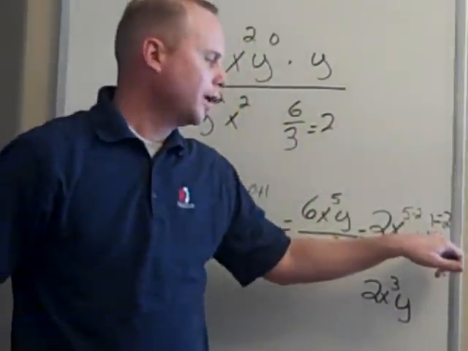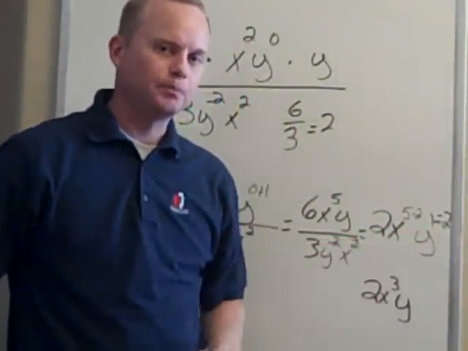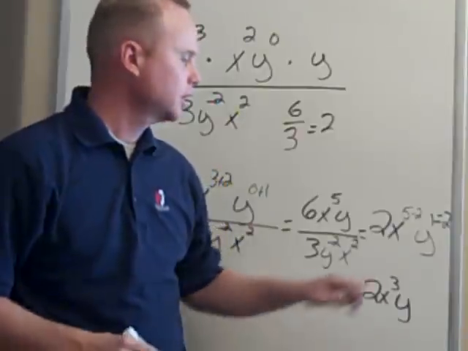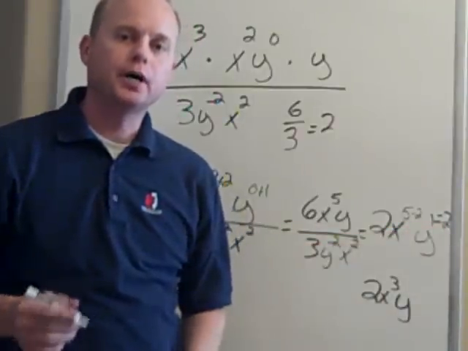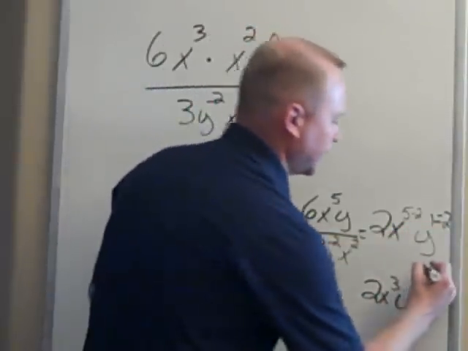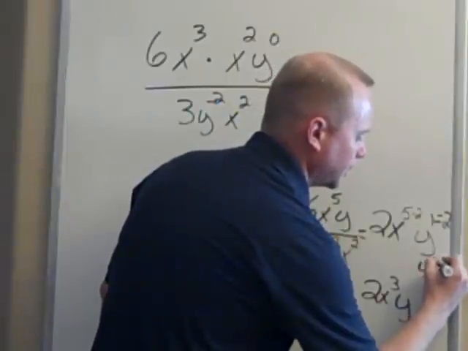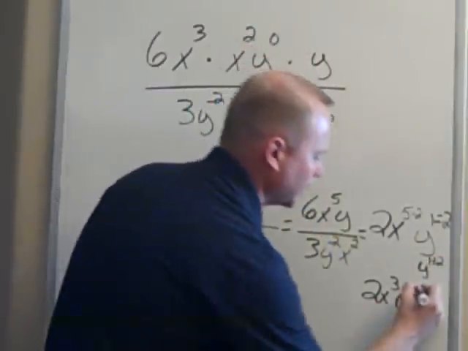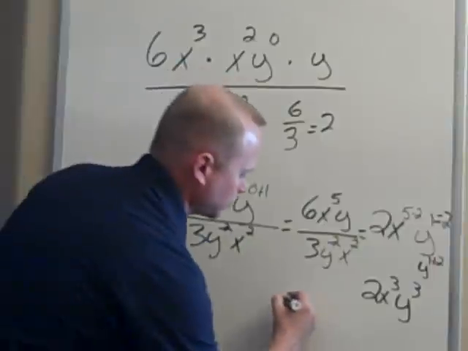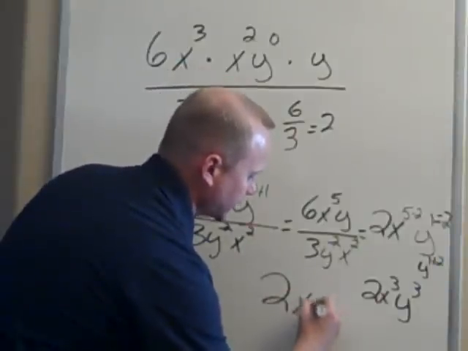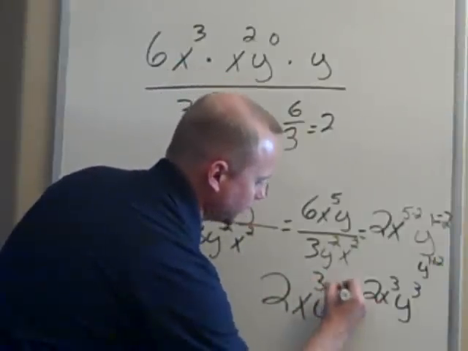y to the 1 minus negative 2. Minus negative, that's our same change, minus negative would turn into a positive. So this is the same thing as y to the 1 plus 2, and that would be y to the third. So our answer on this one would be 2x to the third, y to the third.